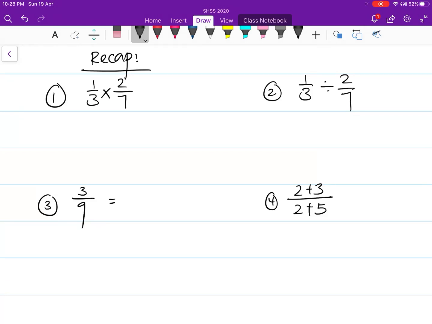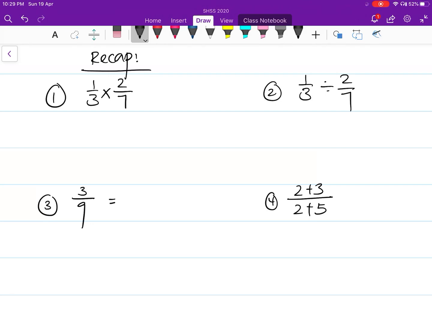Okay, 2NA, today I'll be going through algebraic fractions, multiplication and division. Before we do that, let's recap on what we have learned in primary school: fraction times fraction, fraction divided by fraction, before we move on to the algebra portion.